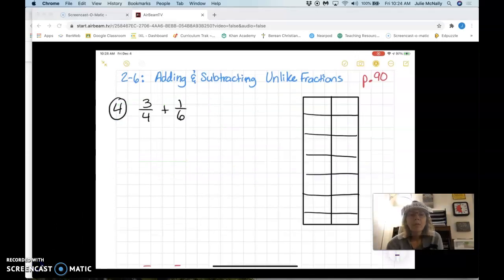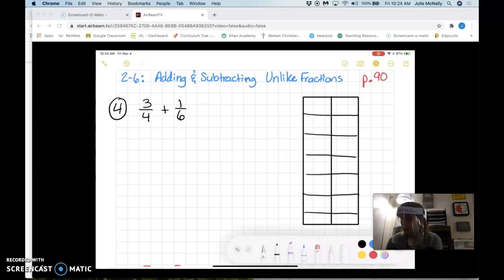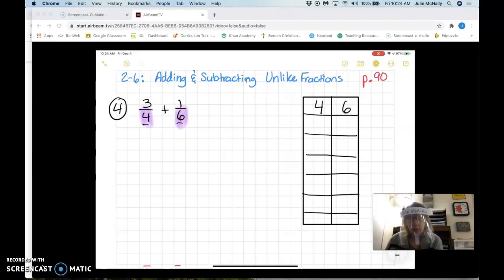So when we are adding or subtracting unlike fractions, that means the denominators are not the same. And I can clearly see that these denominators are different. I have to make the denominators the same so I can add or subtract. So what I do is I make this little table that you see on the side. And in the first row, I just write the original number that I'm trying to change. So my original numbers are going to be 4 and 6 on this problem because I have a 4 on the bottom and a 6 on the bottom. So the original number goes in the top.